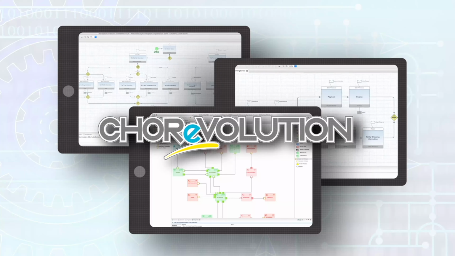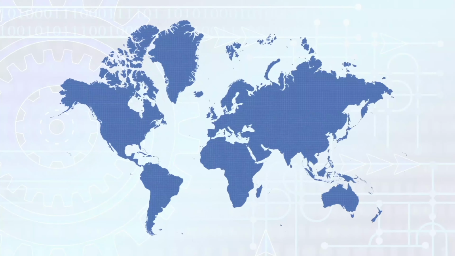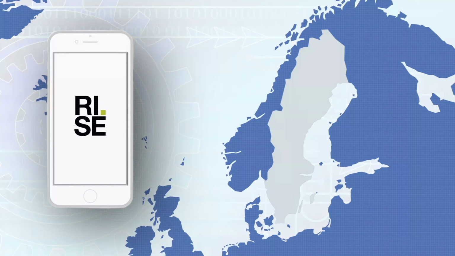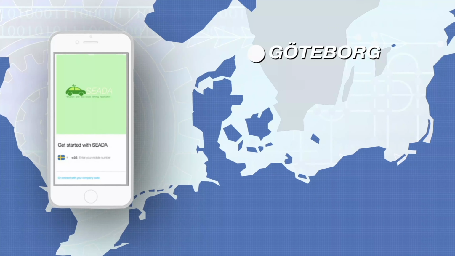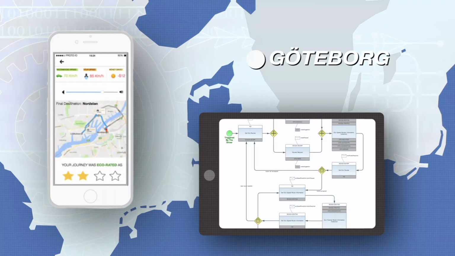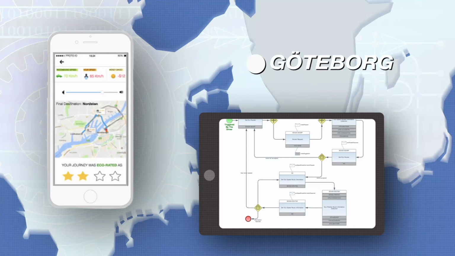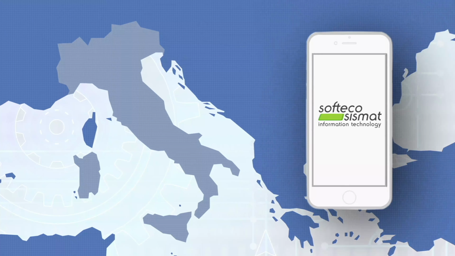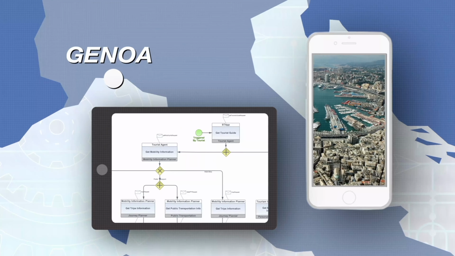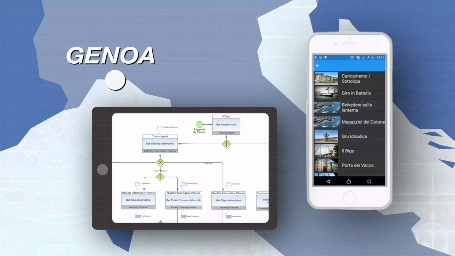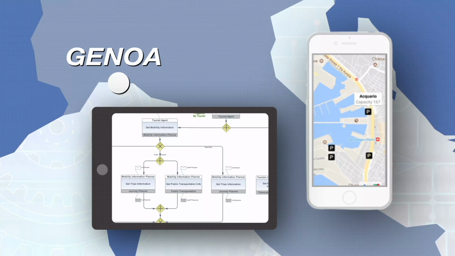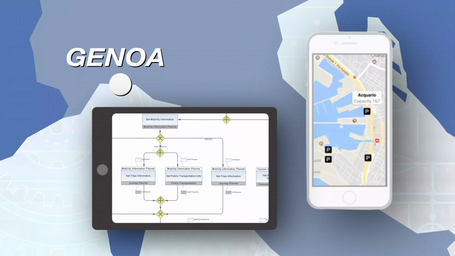Today, CHOReVOLUTION is much more than a research project. In Sweden, the RISE Research Institute is using CHOReVOLUTION to integrate existing services with real-time traffic conditions to guide drivers through the fastest and most ecologically friendly routes in the city of Göteborg. In Italy, Softeco, a systems integrator, uses CHOReVOLUTION to combine multiple services from weather stations, parkings, museums, traffic control, transportation companies, etc. into innovative mobile applications for tourists in the city of Genoa.